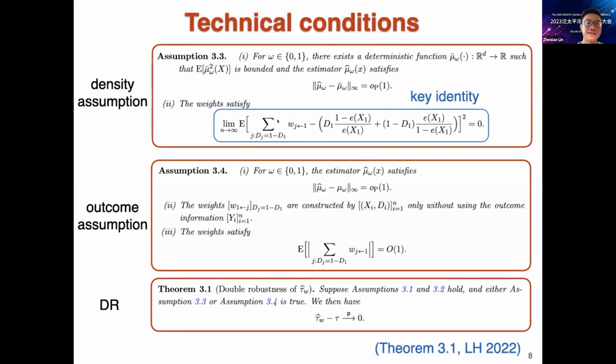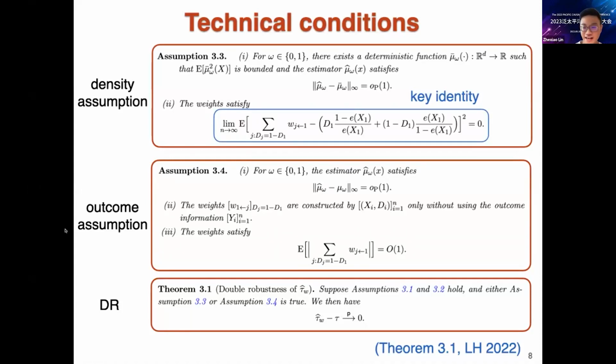This one is a summation of the weights in another form, and we'll say this one estimates the density ratio, because this can be written as the density ratio of the two-sample problem. For the outcome assumption, we assume the correct specification of the outcome model, but we do not have assumptions on the weight. So the double robust property says that as long as either the density assumption or the outcome assumption holds, then the final estimator will be consistent.